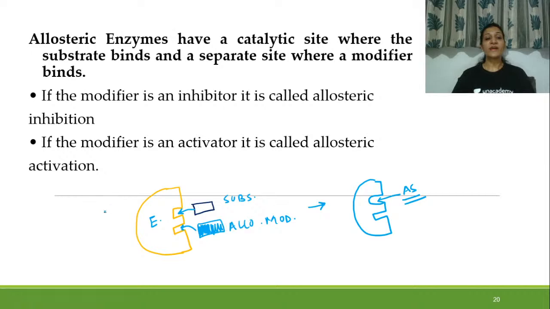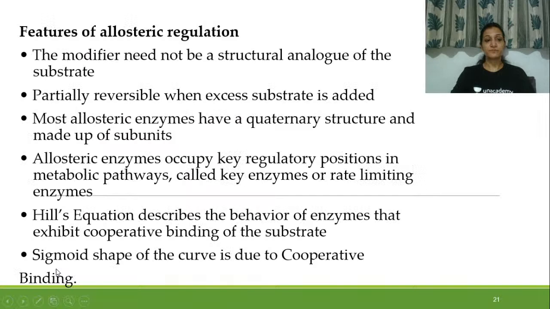So if a modifier or an allosteric modulator is an inhibitor, it will stop the reaction. It will change the active site in such a way that now no substrate can bind over there. And if a modifier is an activator, it will change the active site in such a way that now the substrate can bind more tightly with the active site.